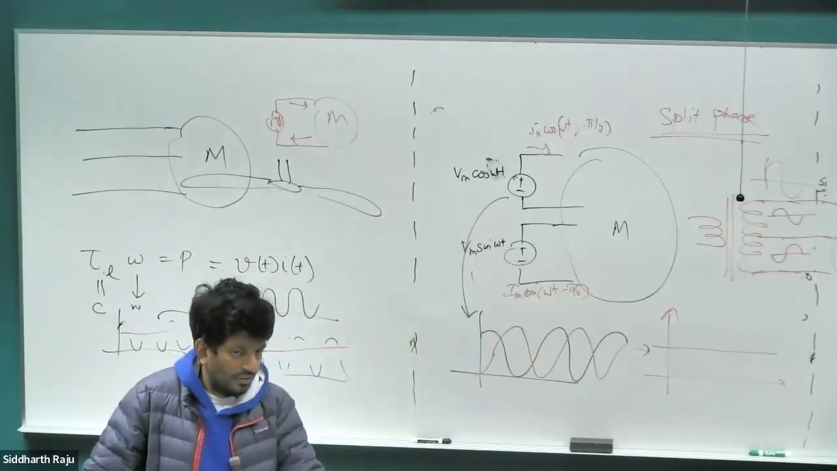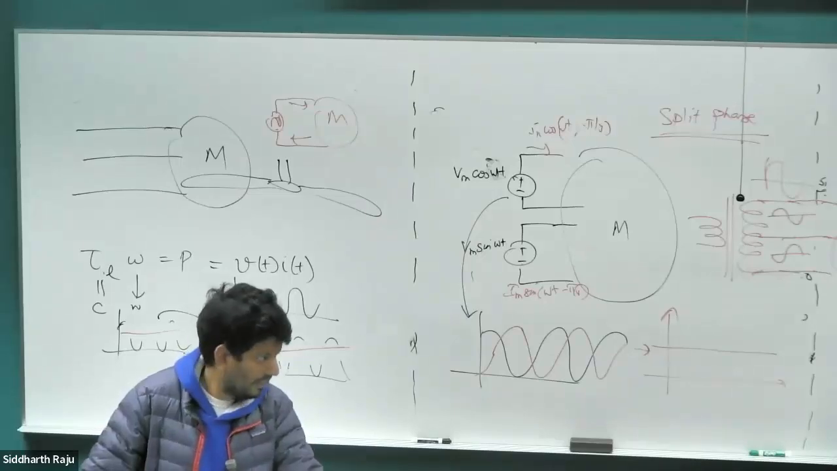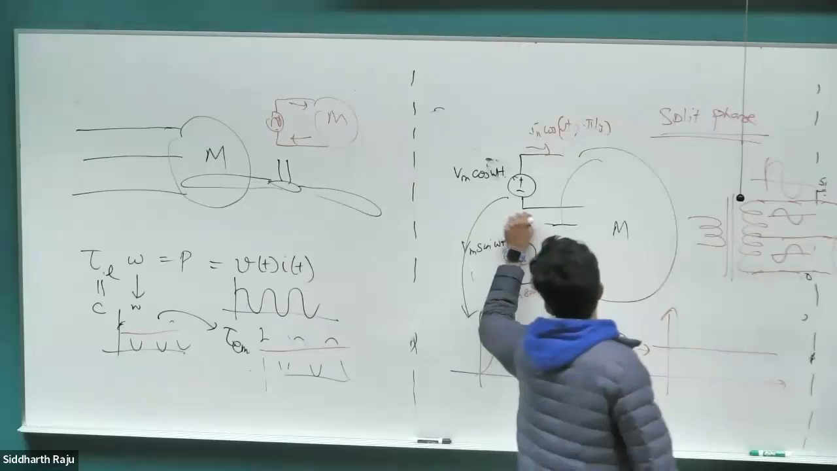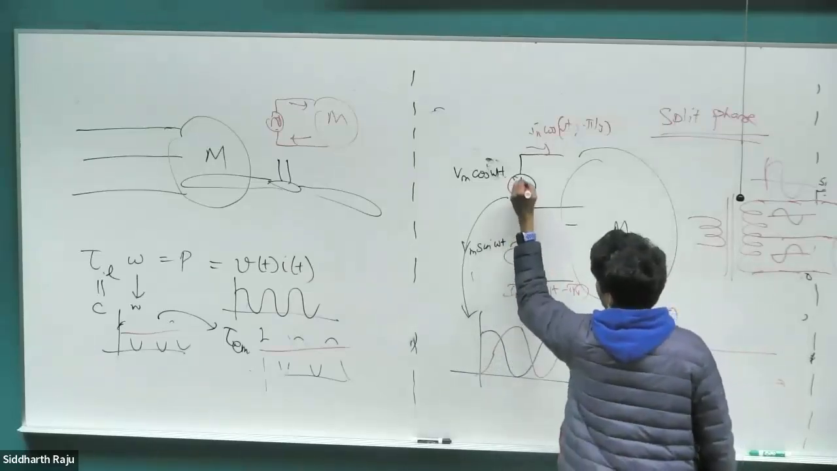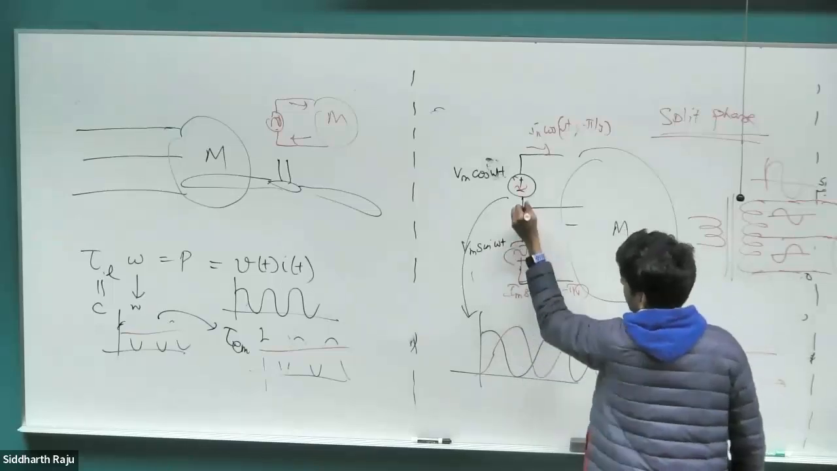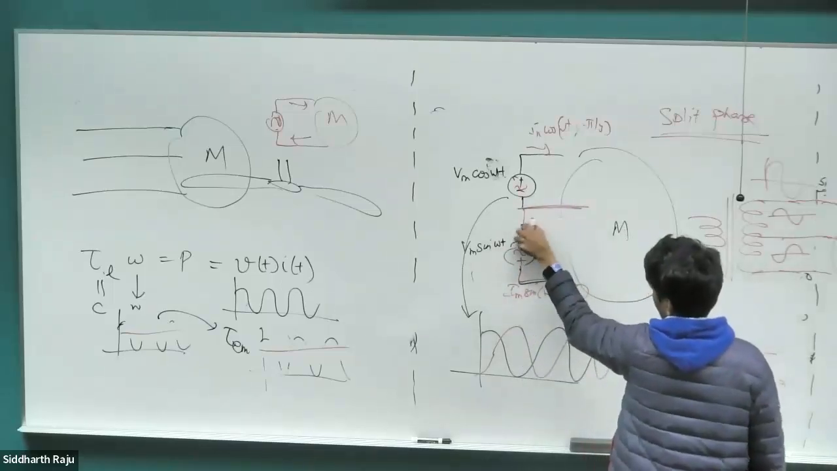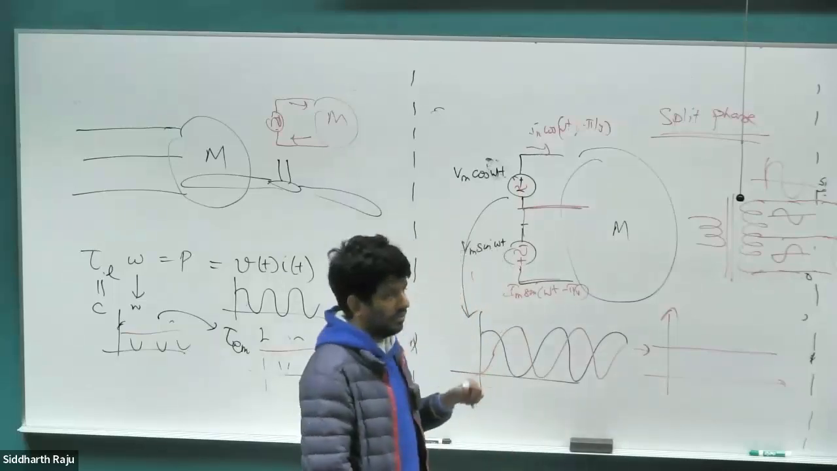4, 3, because I can merge. Say this voltage is negative here, positive here. So these two terminals can be shared. Right? So that's the advantage.